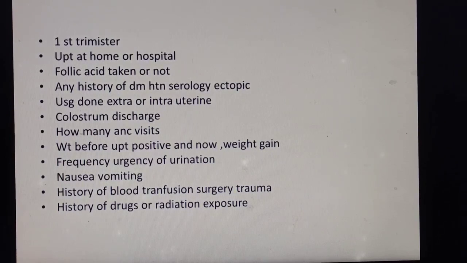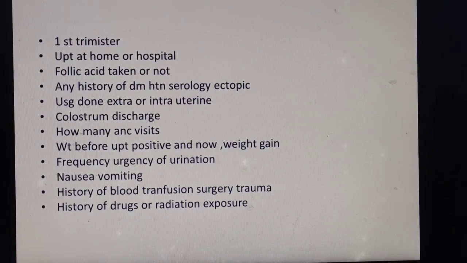After this, you have to ask the patient, do you have any history of diabetes mellitus? This is very important, because if the patient is having diabetes mellitus before pregnancy, the diagnosis changes. And if the patient developed diabetes mellitus during the pregnancy, the diagnosis again changes, right? Then you have to ask, are you having any history of hypertension? Very important. Or any serology positive.